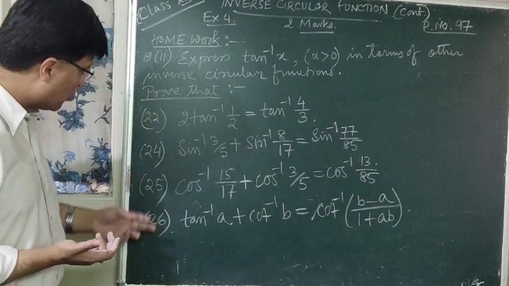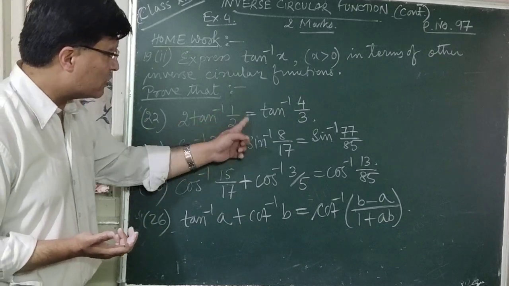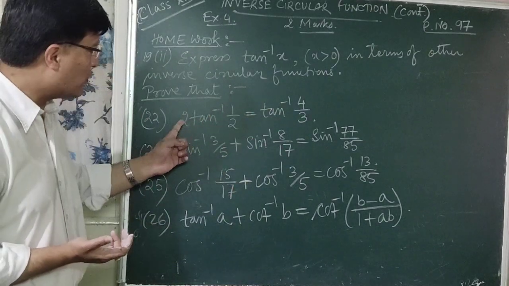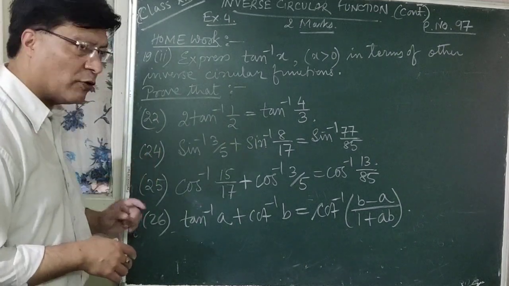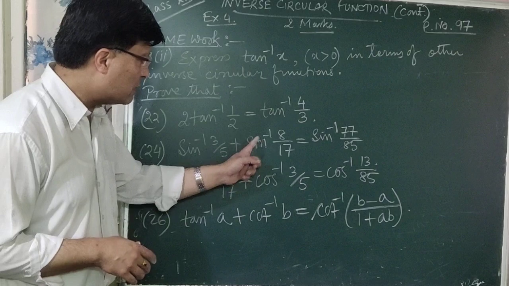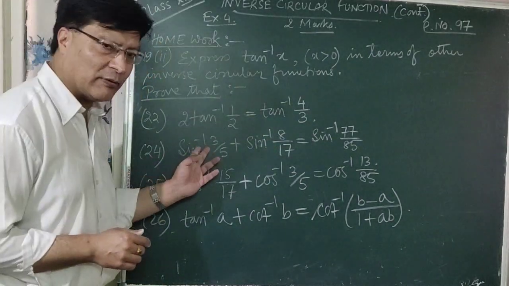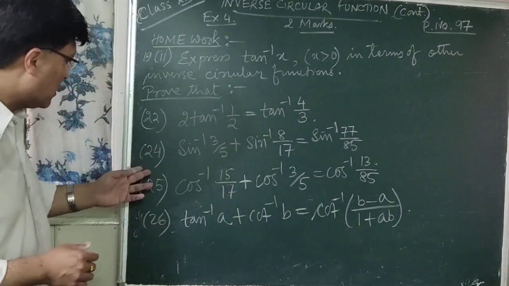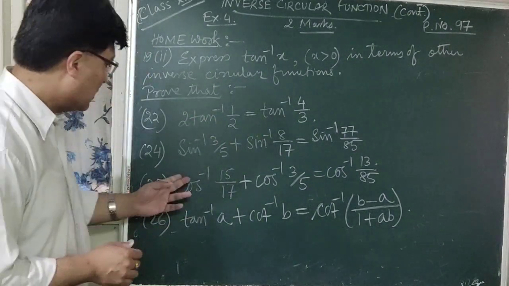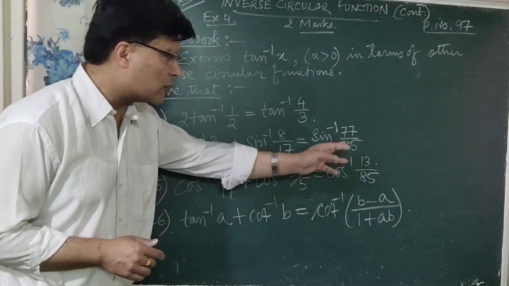Then these are also your homework. Prove that. Number 22, 2 tan inverse half is equal to tan inverse 4 by 3. You can use the formula 2 tan inverse x here. Now in number 24, sine inverse 3 by 5 plus sine inverse 8 by 17 is equal to sine inverse 77 by 85. So write on left hand side and use the formula sine inverse x plus sine inverse y. Okay. In case of 25 also, it is cos inverse 15 by 17 plus cos inverse 3 by 5 is equal to cos inverse 13 by 85.